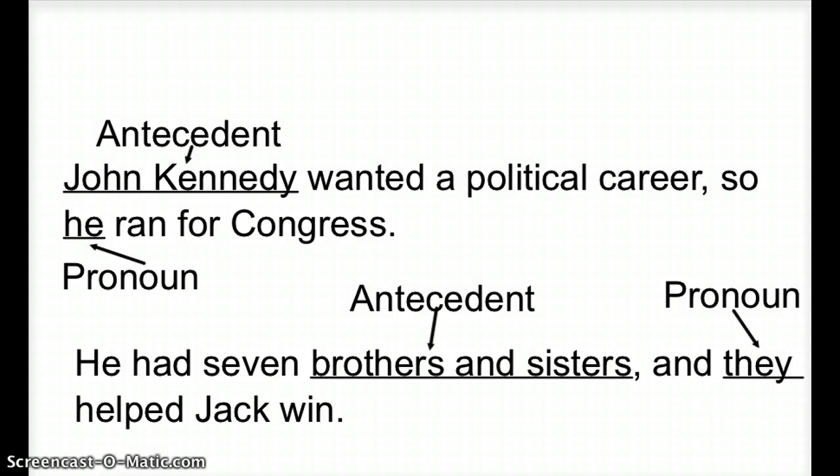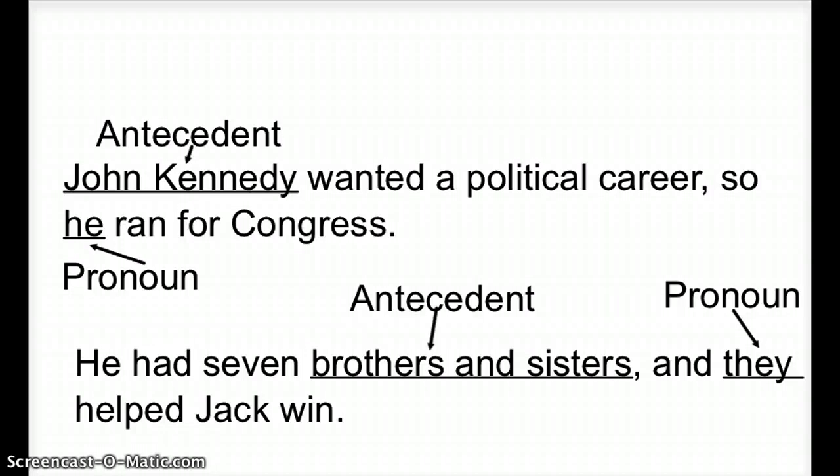Remember that pronouns are words that take the place of nouns. For a pronoun to make sense, a reader or listener must know what noun it replaces. The word or words that a pronoun refers to is called the antecedent. Every pronoun needs a clear antecedent.